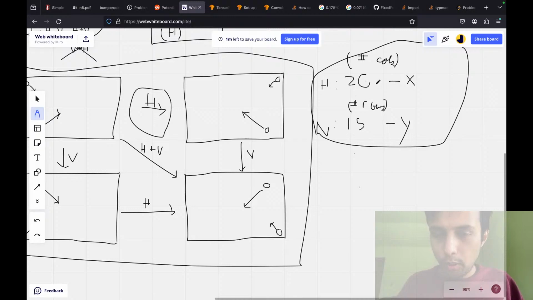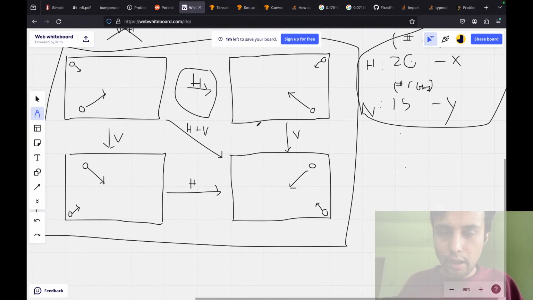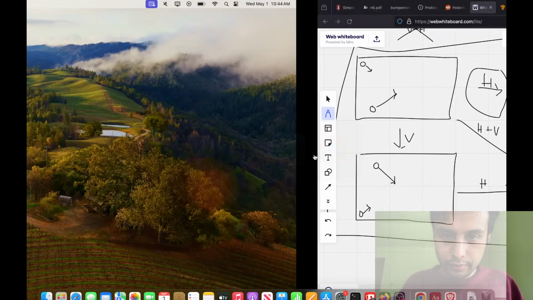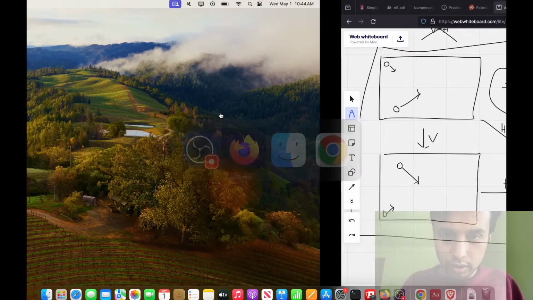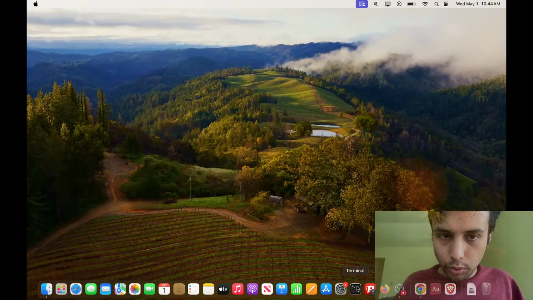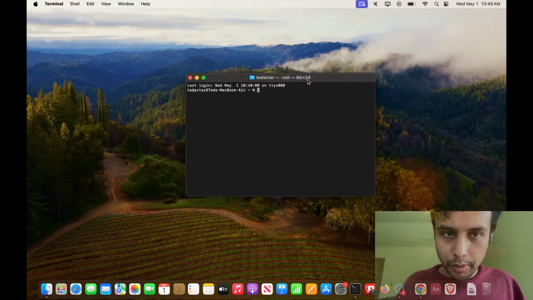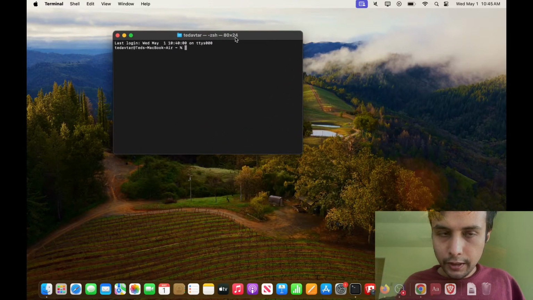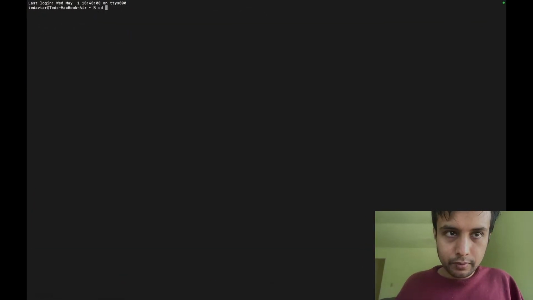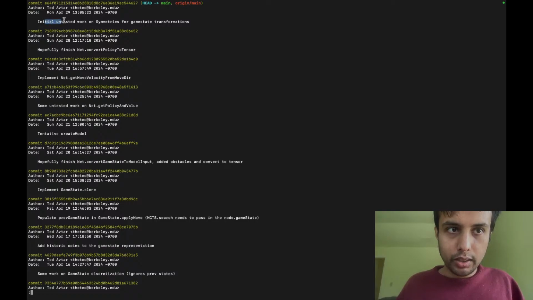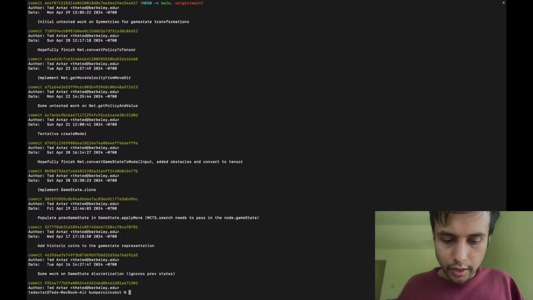So the point is that we're going to do it for the arrows. Let's get started. Oh wait, I need to make sure I'm streaming first, or that my video is being captured. Let's wiggle the terminal a bit before making it full screen. Okay, let's get started. Git status, git log. Last time we did initial untested work on symmetries for game state transformations, and we're going to do the same thing but for policy.